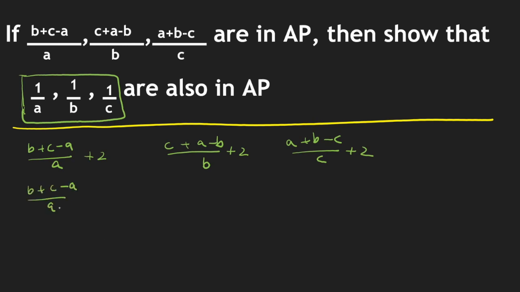minus a upon a plus 2a upon a, right? I multiply and divide by a on both sides so I can get a common denominator. Same thing I'll do here. So I'll get 2b upon b, and I'll get a plus b minus c upon c plus 2c by c. Now I'm going to add them, right? So if I add them, what do I get? Let's go on the next slide.